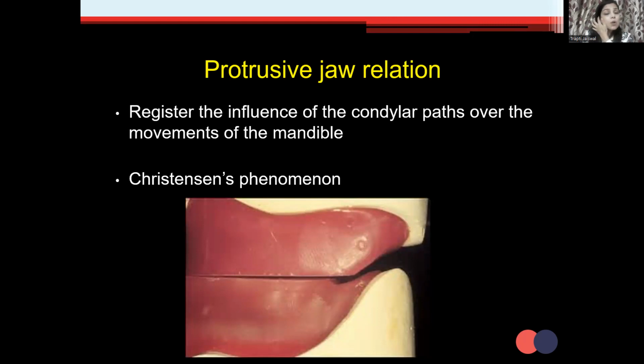Why is there a space? Because when the mandible is moving forward, there is some space between the posterior portions. We can see the space like this because it registers the influence of the condylar path over the movements of the mandible. This protrusive movement is guided by the condylar path, and this helps us to determine the horizontal condylar guidance angle, which the condyle makes along the slopes of the articular eminence as it moves downward, as it makes the protrusive movement.